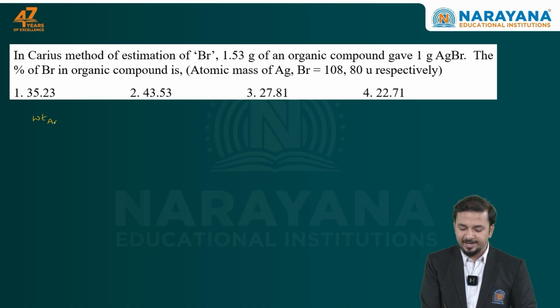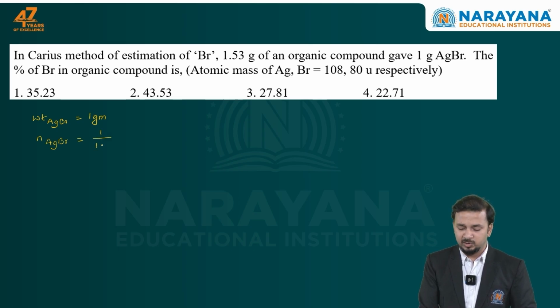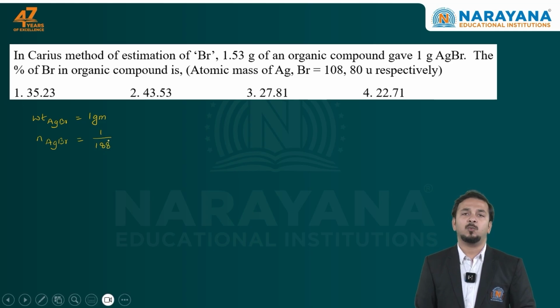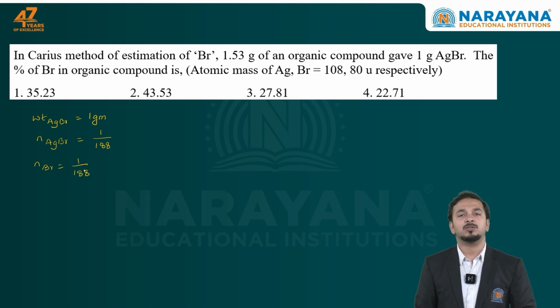So if we apply principle of atom conservation, they have given that weight of AgBr which is obtained is 1 gram. So we can find moles of AgBr. So if weight of AgBr is 1, its mole will be 1 divided by molar mass of AgBr. Molar mass of AgBr will be 188. So this is moles, and we know that 1 mole of AgBr will contain 1 mole of bromine. So 1 by 188 moles of AgBr will contain 1 by 188 moles of Br.